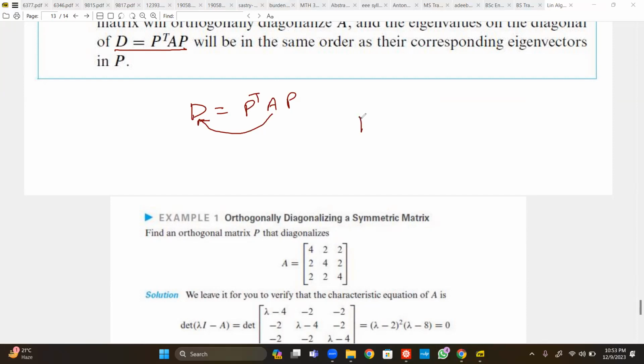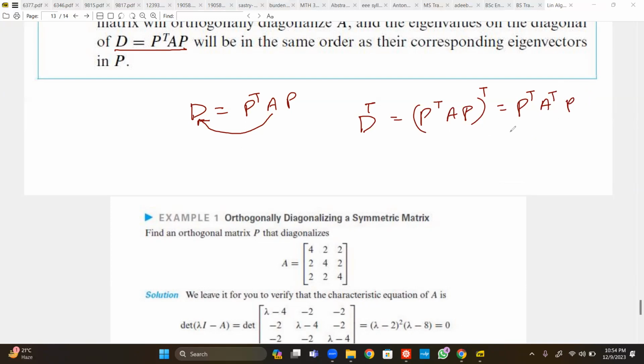Let's just take the transpose on both sides. D transpose is (P transpose A P) whole transpose, and we know that transpose operates in the opposite direction. It reverses the order. So we have P transpose, A transpose, and P transpose transpose. We do not have to write transpose twice; we can just write P.